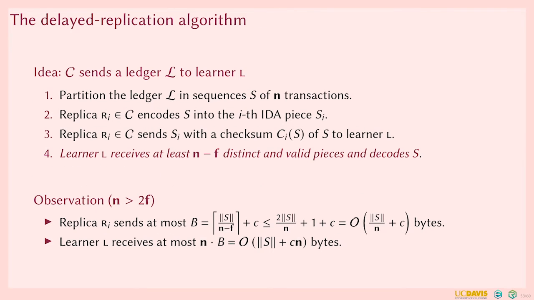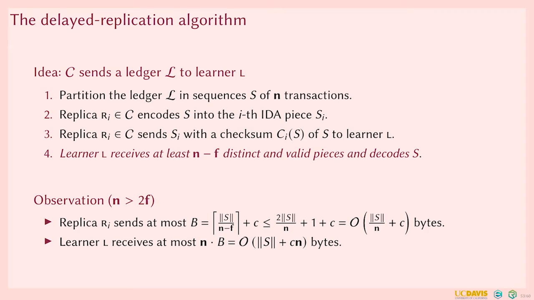Well, how do we put information dispersal in practice for solving the Byzantine learner problem? Well, we do that in the delayed replication algorithm. This delayed replication algorithm basically says that we're going to take the ledger, break it up into n transactions per piece. These n transactions we will encode via IDA, and then we will send them to the learners. And to be able to deal with malicious behavior, we also include a checksum so that the learners can determine whether a piece was correct or not. And after a learner gets enough good pieces, n minus f, it can reconstruct the original ledger.